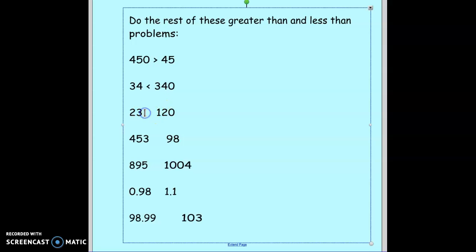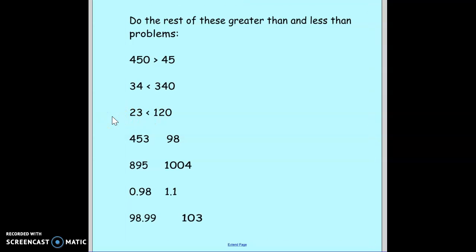I'll even do the next one for you. What sign's going in here? 23 is less than 120. There we go. Bonus one from Mr. Cooper. That's it. That's it. I've done all of this bit of teaching in one little take.